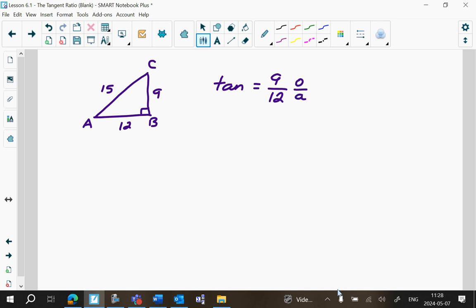Whoops, tan A. What's the tan of angle C? 12/9, or 4/3. Okay? Because it is opposite over adjacent to C. And yes, that equals 4/3, or sorry, 3/4.